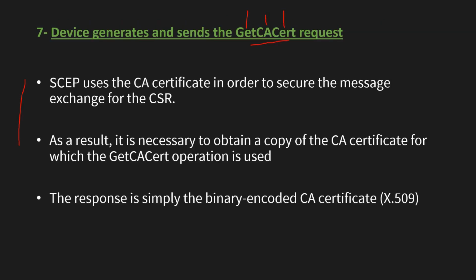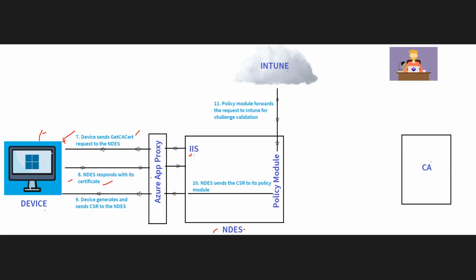So now these two points should make some sense. SCEP uses the CA's certificate in order to secure the message exchange for the CSR. As a result, it is necessary to obtain a copy of the CA certificate, for which the get CA cert operation is used. The response is simply the binary encoded CA certificates. So let's go back to the diagram.